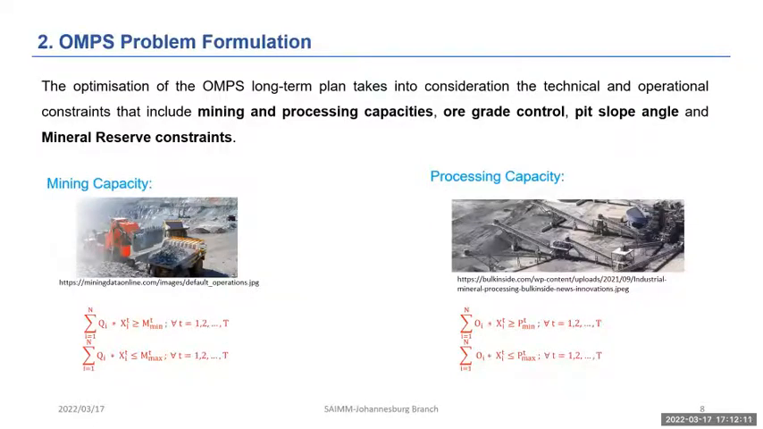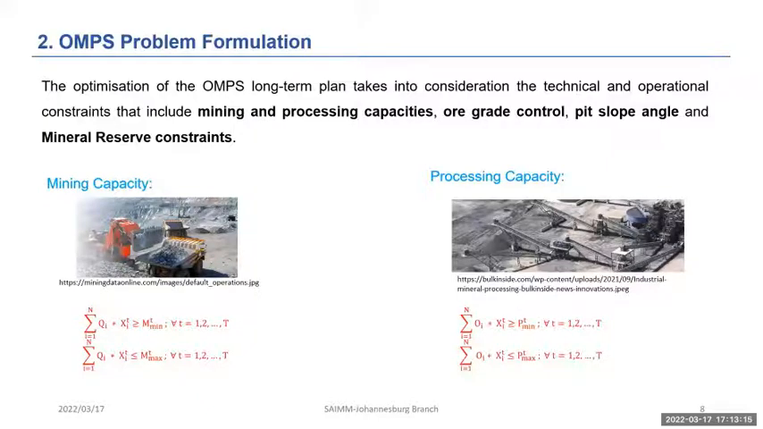Solving the production scheduling on a long-term plan therefore takes into consideration some technical and operational constraints, which include mining and processing capacities, ore grade control, pit slope angle, and the mineral reserve constraint. Talking of the mining capacity, this represents the total tonnage of material that needs to be mined or extracted during each period of extraction. This mining capacity is determined from the size of the equipment used, as well as the size of the mineral deposit. Mathematically, this constrains the objective function of the production scheduling by defining the minimum and the maximum mining capacities that need to be extracted in every year of extraction.